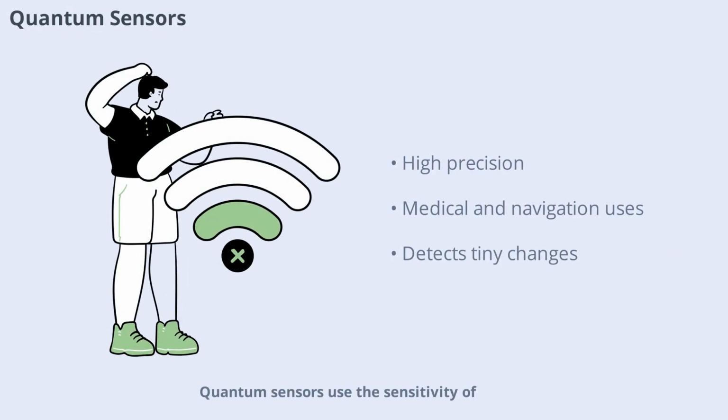Quantum sensors use the sensitivity of quantum systems to measure things like time, gravity, and magnetic fields with incredible precision. These sensors are already being developed for use in navigation, medical imaging, and even detecting underground resources. The ability to make such precise measurements is one of the many practical benefits of quantum physics.